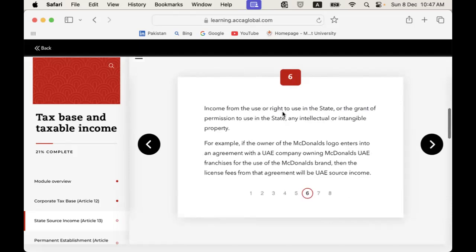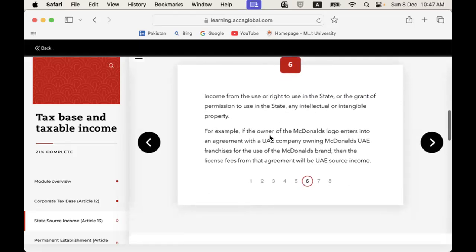Income from the use or right to use in the state, or the grant of permission to use in the state, any intellectual or intangible property. For example, intellectual property could be anything. It could be a book, it could be a software. Intangible property, also, fine line of difference. So it could be a brand, patent, etc.